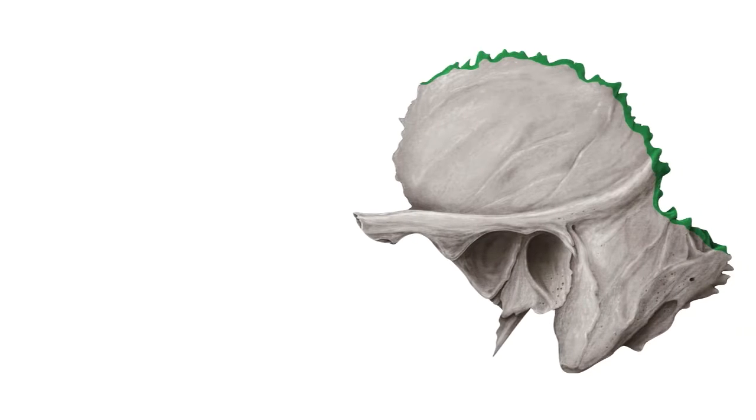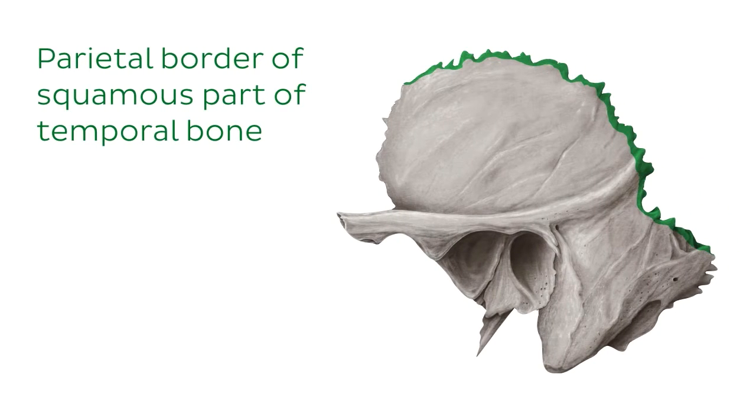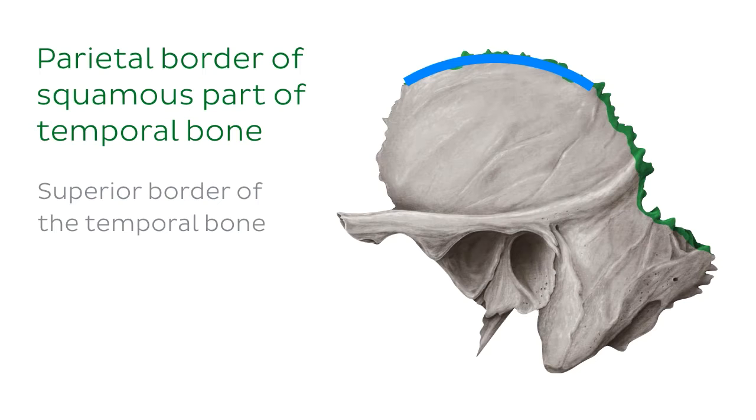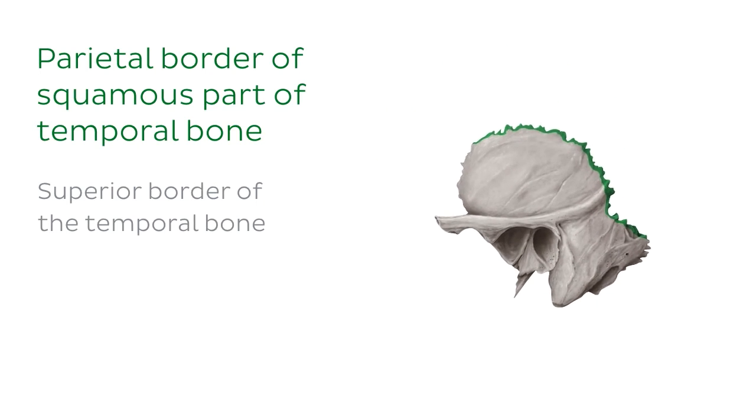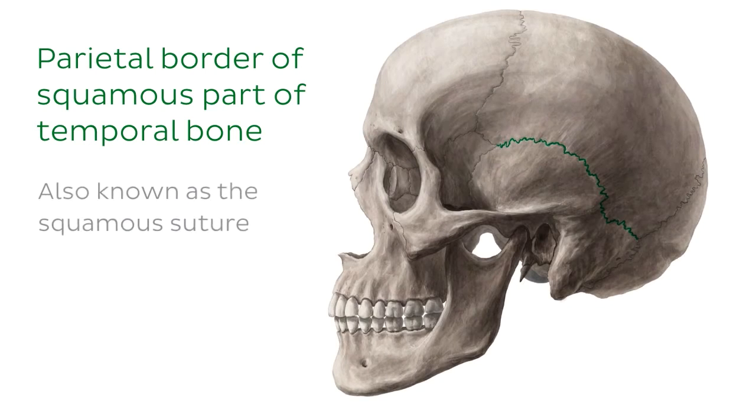The first border we'll look at is the parietal border of the temporal bone. As you can see, this border is quite irregular or jagged in shape. This is also known as the superior border and overlaps the inferior border on the parietal bone. The area where these two borders overlap is known as the squamous suture. You can see this suture here in green in this lateral view of the skull on the right.